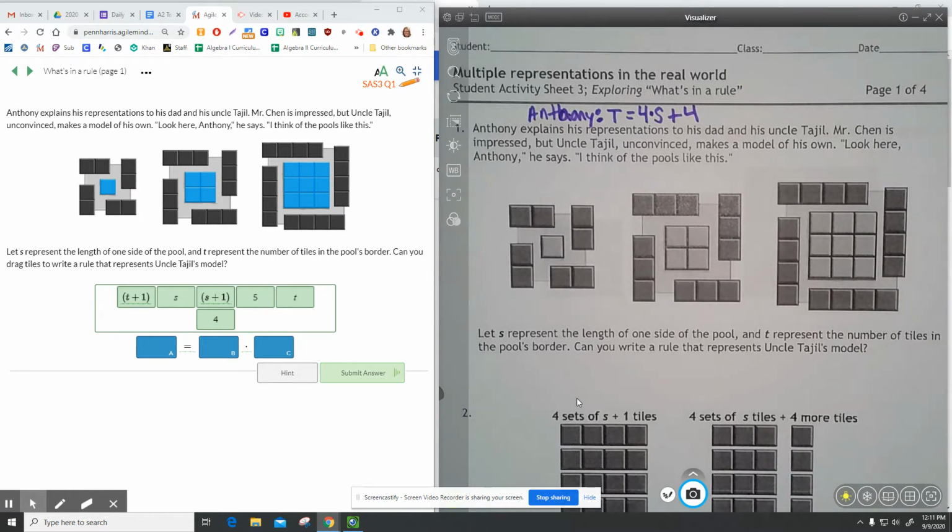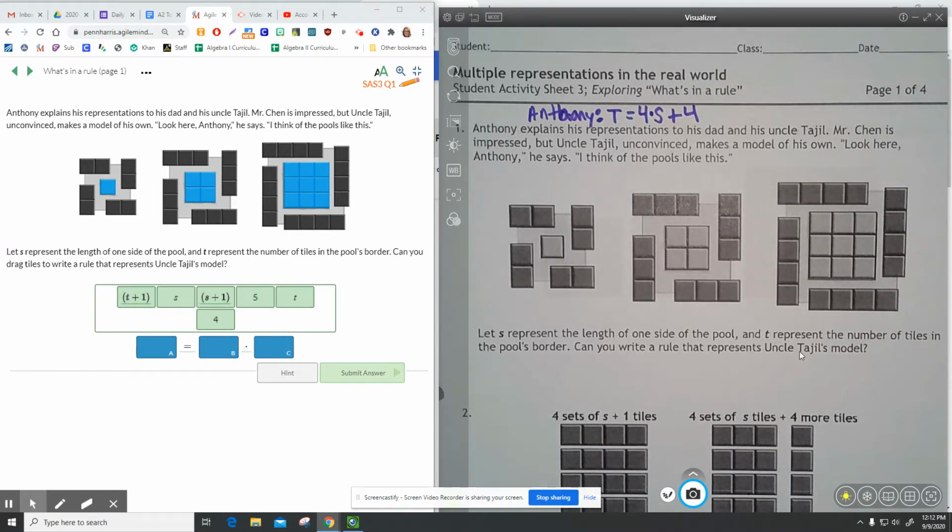Uncle thinks of it a whole different way. So instead of the 4 sides plus the 4 corners, Anthony's uncle breaks it apart a little bit differently. So with this, he says, let S represent the length of one side of the pool. And then T represents the number of tiles in the pool's border. So that's what we've been doing. But he wants us to write an equation to represent Uncle Taj's model.